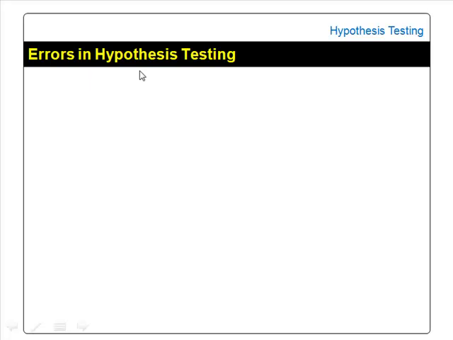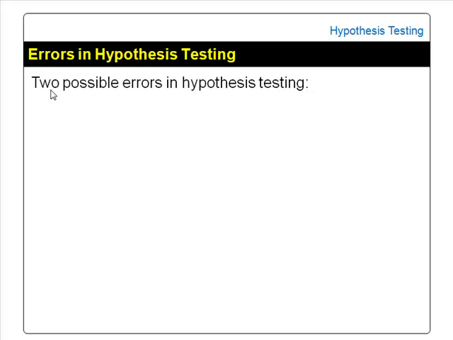Let's look at the errors that we can encounter in hypothesis testing. Hypothesis testing is not foolproof, or 100% correct all the time. Sometimes, the test can lead us to the wrong conclusions. There are two possible errors in hypothesis testing. They are type 1 error, and type 2 error.